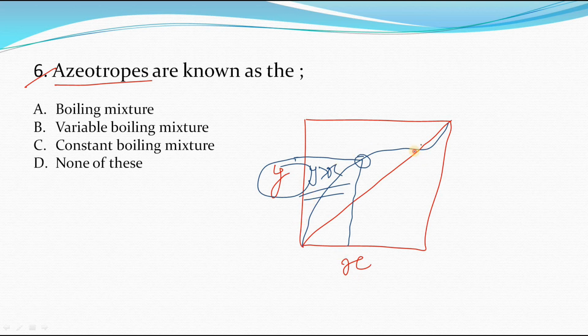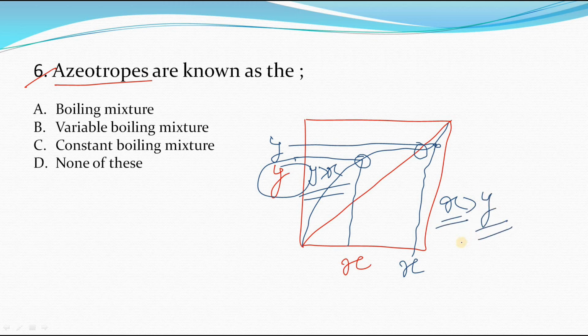Okay, at this point, if you will see, this one is x and this one is y, and in this condition x is greater than y, meaning the composition of x is higher and the composition of y is less. After this condition, the distillation is not effective.